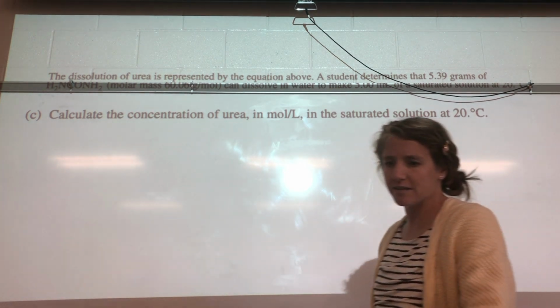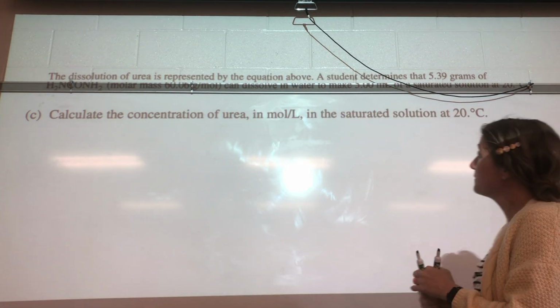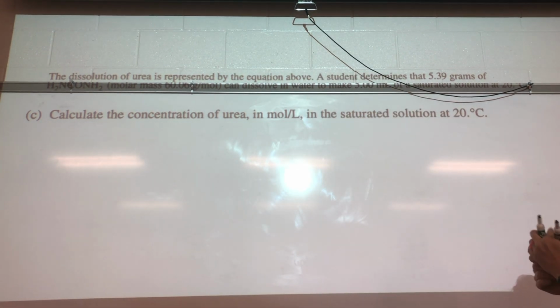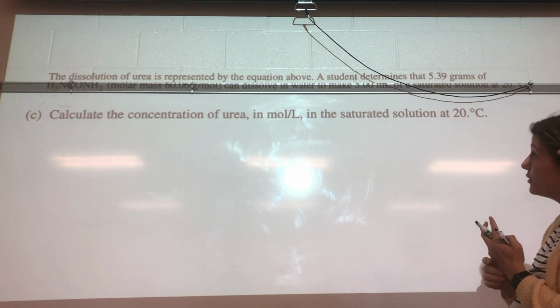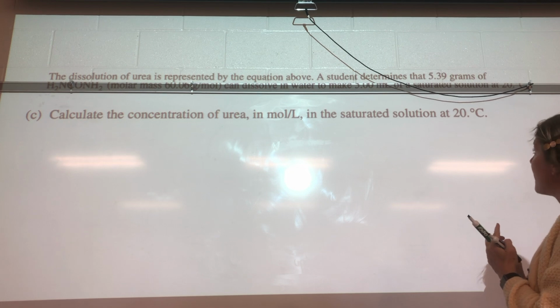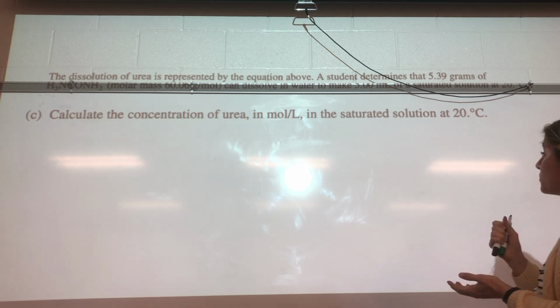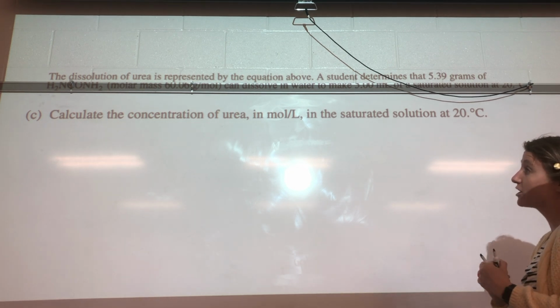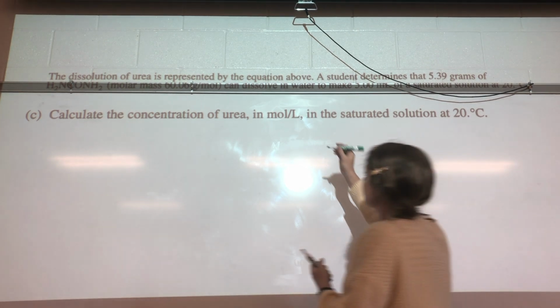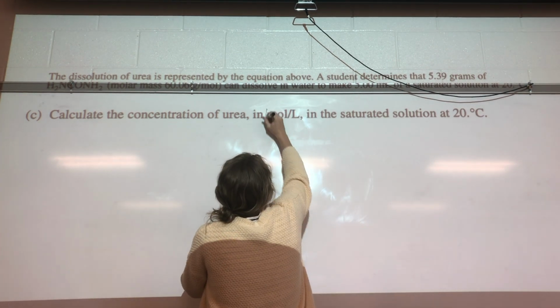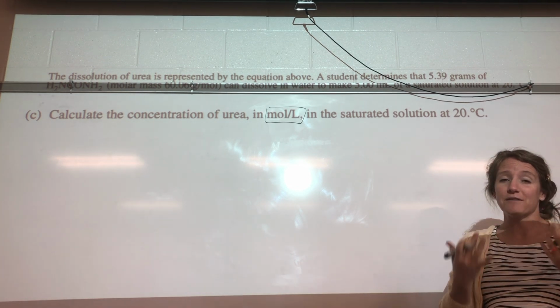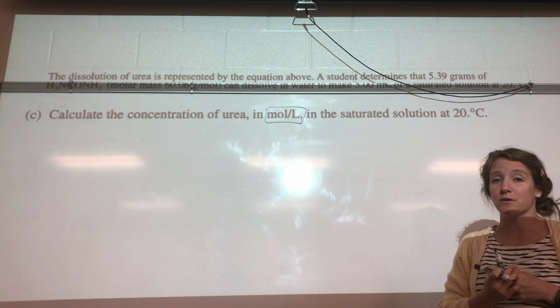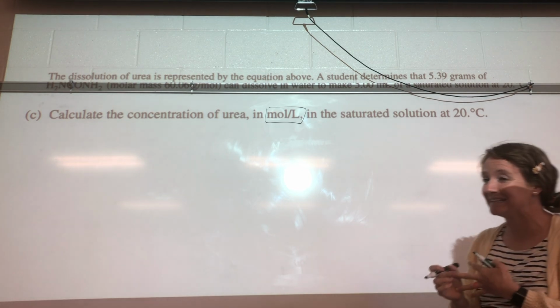I forgot to put it on this problem, but it's on your paper. It says the student determines that 5.39 grams of urea can be dissolved in water to make 5 milliliters of a saturated solution at 20 degrees. And it wants us to calculate the concentration of urea in moles per liter of the saturated solution. So once again, whenever a problem gives me units, that's just what I focus on. Say, all right, I need moles and I need liters.